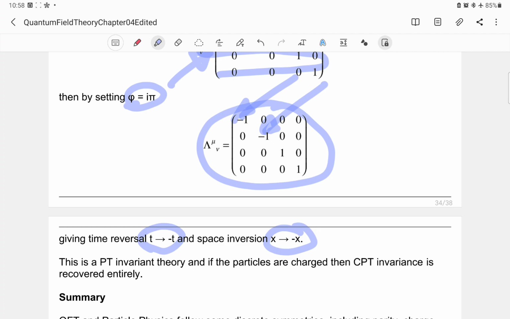This is clearly a parity-time invariant theory, and if the particles are charged, then CPT invariance is recovered entirely, because if you have charge, you would have positive and negative particles. So CPT invariance is recovered after CPT in this case.